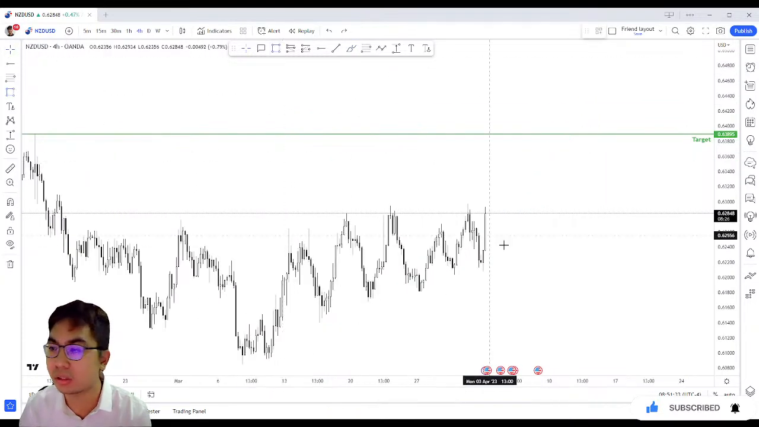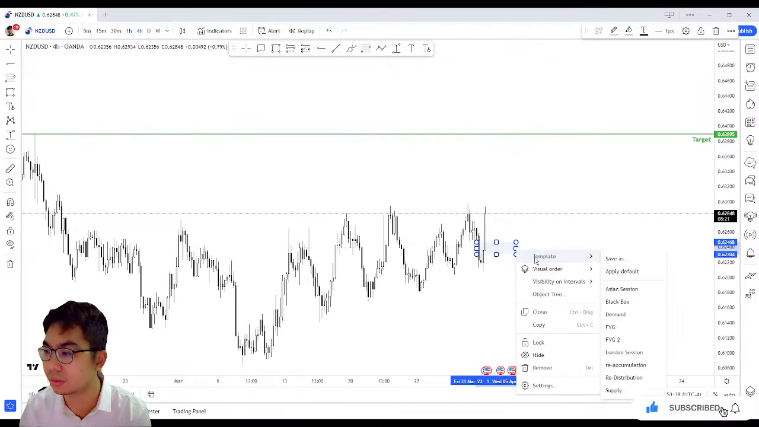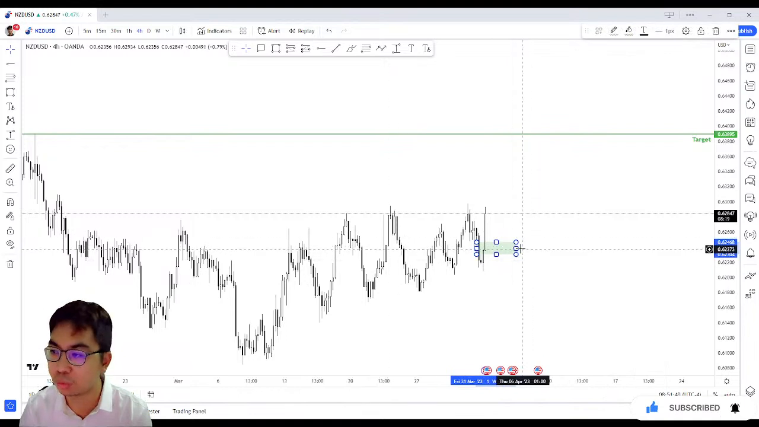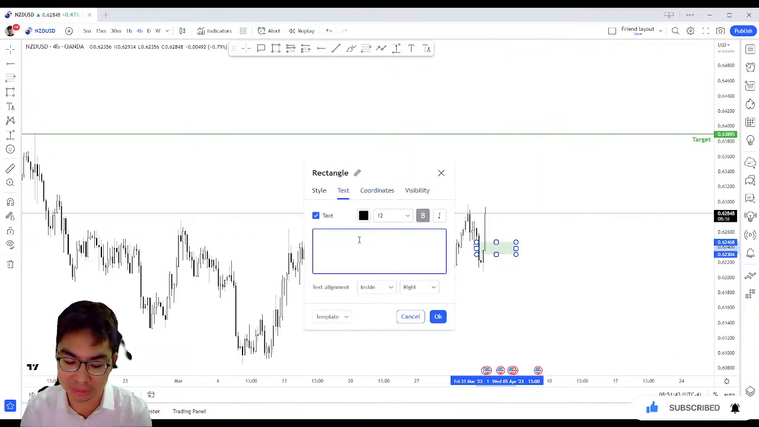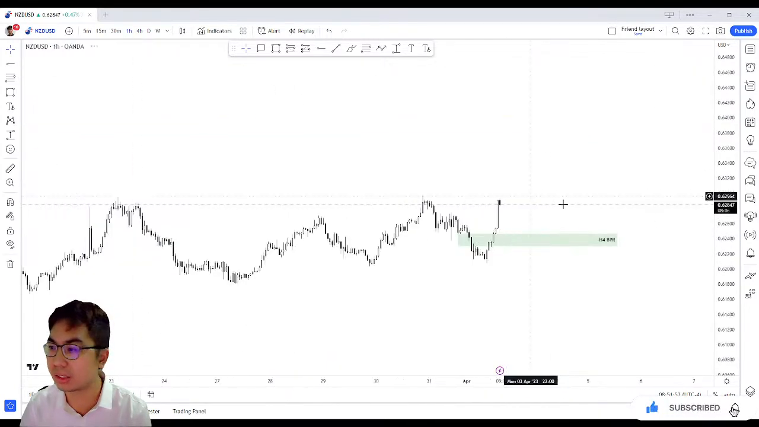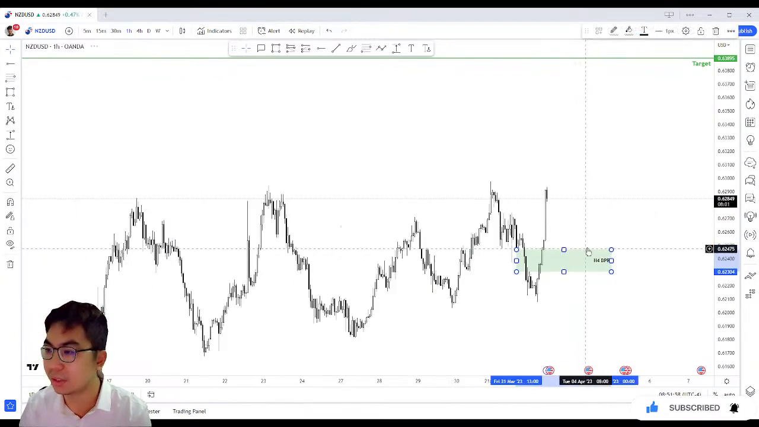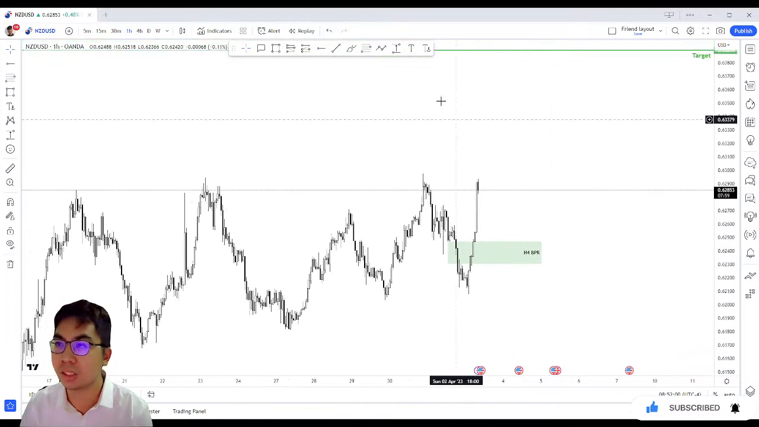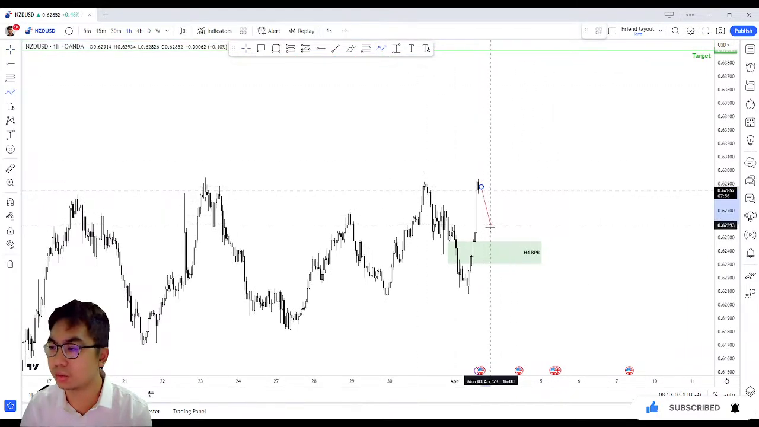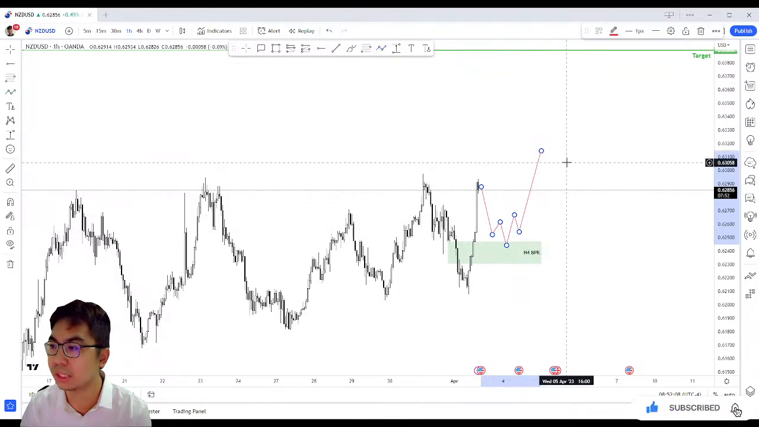So we actually have a H4 balance price range right here. For those who trade ICT concepts, I'm sure you guys know what a BPR is. H4 BPR. H4 balance price range, possibly could see price hit back down on the H1. Oh well, there's nothing much yet. Okay, this is a setup I'll be waiting for: price to hit down, cause a retest, and continue towards the upside.